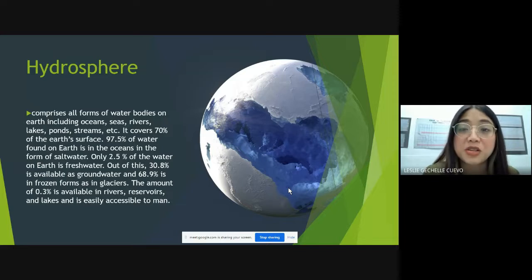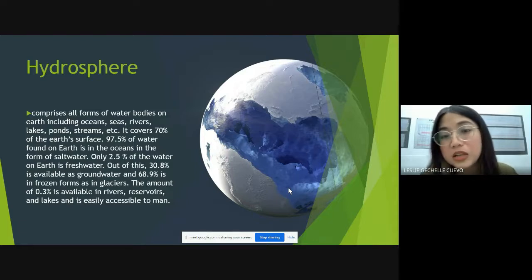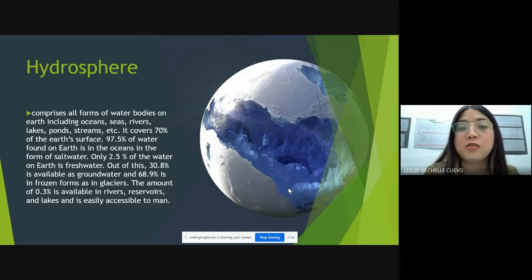Sabi nga dyan, 70% ng mundo ay okay. Only 2.5% of the water on Earth is fresh water. Ganun siya ka-scarce. Out of this, 30.8% is available as groundwater and 68.9% is in frozen forms as in glaciers, yung mga nasa North Pole, South Pole. The amount of 0.3% is available in rivers, reservoirs, and lakes and is easily accessible to men.